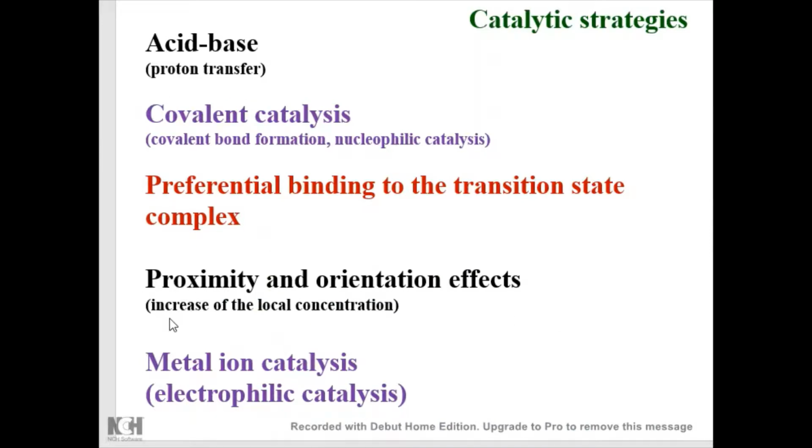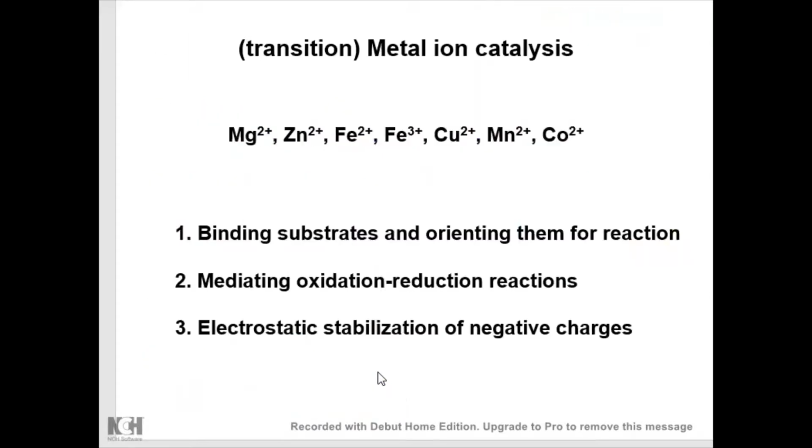So we covered all these strategies, and the last strategy in our list is metal ion catalysis. So let's talk about transition metal ion catalysis. The metal ions that participate in catalysis are listed on this slide, and they participate in three different kinds of reactions or effects. First, they can bind substrates and orient them towards reaction. They can mediate redox reactions, for example, iron or copper that have variable oxidation states. Then they can participate in the redox reactions. And second thing is electrostatic stabilization of negative charges. So you can say it's electrophilic catalysis.